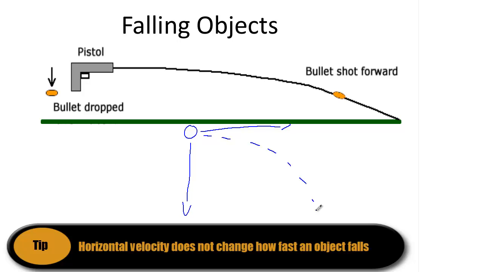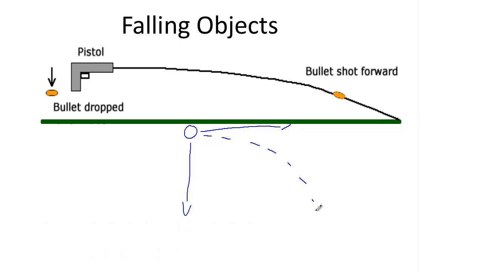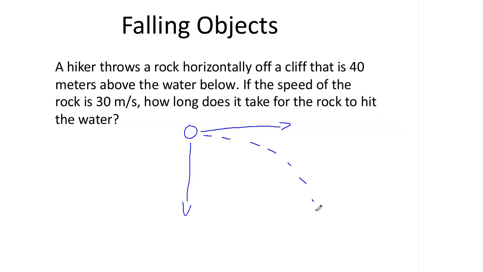In fact, there's a famous physics experiment that if you took a bullet and shot it out of a gun, and at the same time dropped a second bullet straight down, the two bullets would hit the ground at the exact same time. So horizontal velocity does not affect vertical acceleration. So we can actually ignore the 30 meters per second. So our equation is real simple, just like last time.